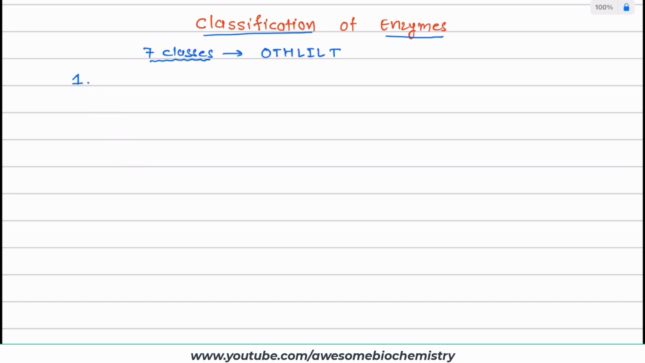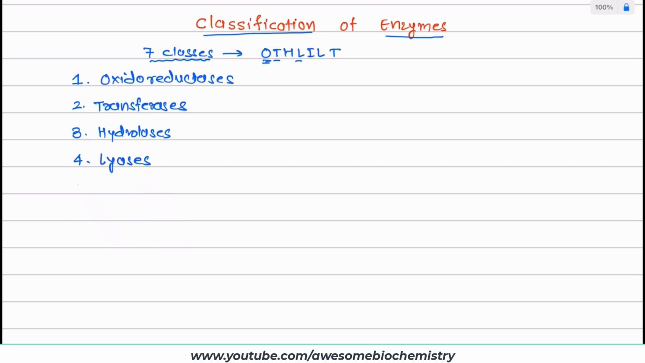Class number 1 starts from the O, that is oxidoreductases. Class number 2, from the T, is the transferases. Class number 3 is the hydrolases. Class number 4, that starts from the L, is the Lyases. Class number 5, from the I, is the Isomerases. Class number 6 starts from the L, that is Ligases.